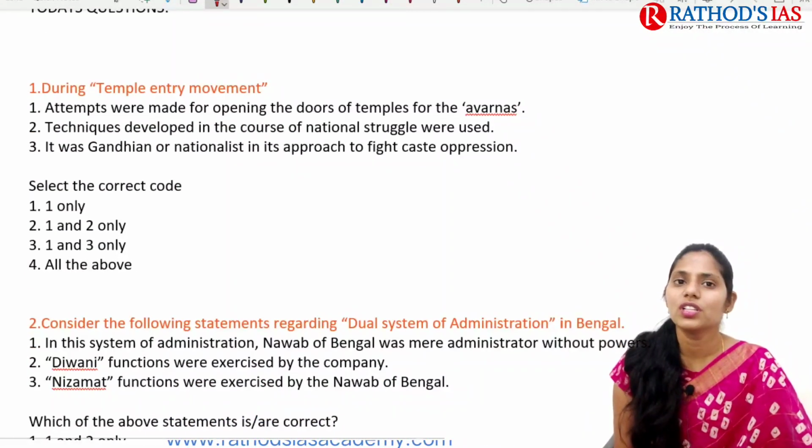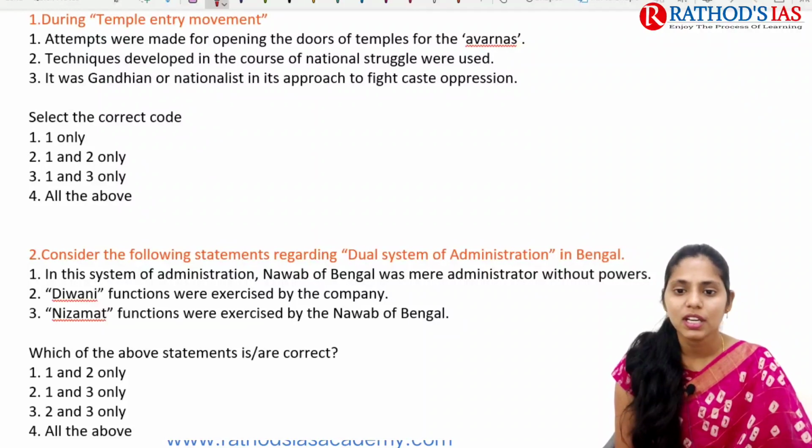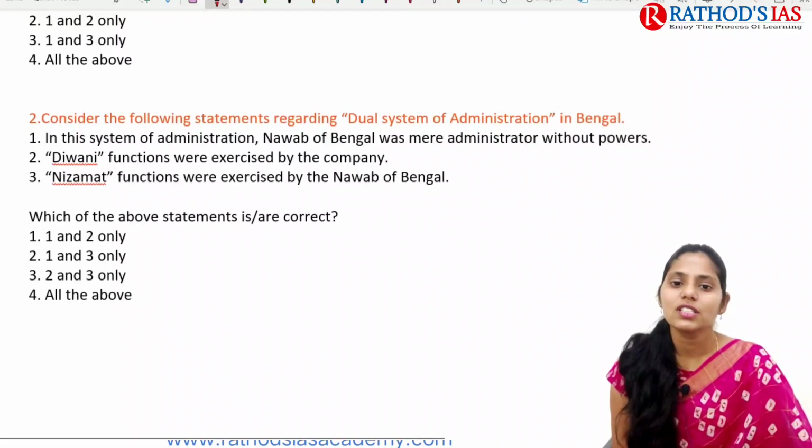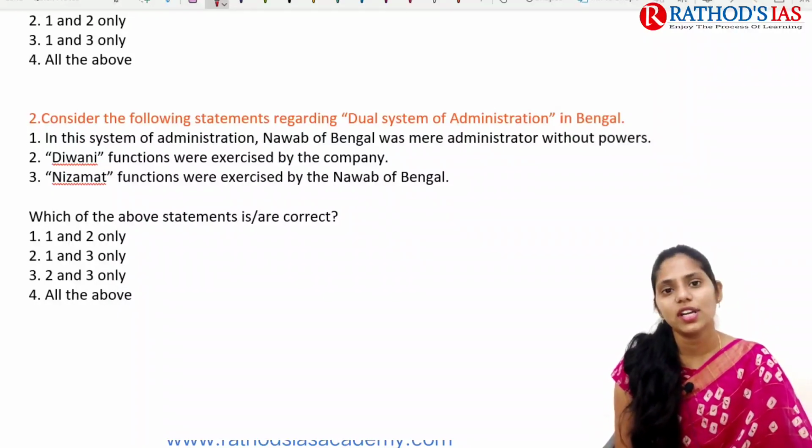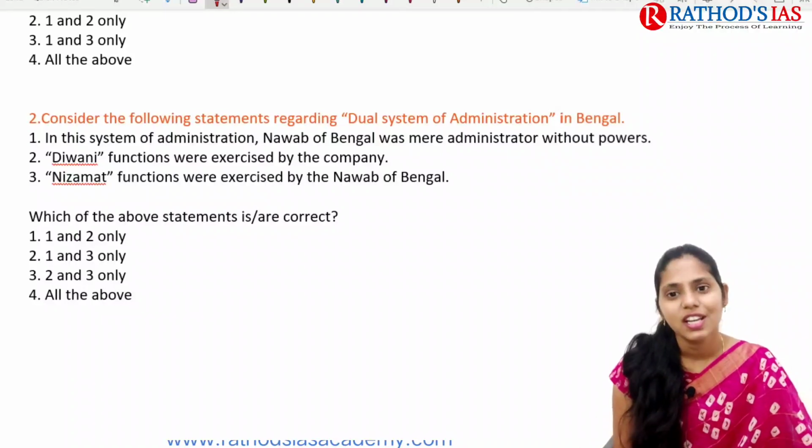Today's first question is regarding the temple entry movement. Try to read these statements and give me the correct option. The next one is regarding the dual system of administration in Bengal. So these are the two questions for practice. Try to read the statements and give me the correct option in the comment box. There is no negative marking here.